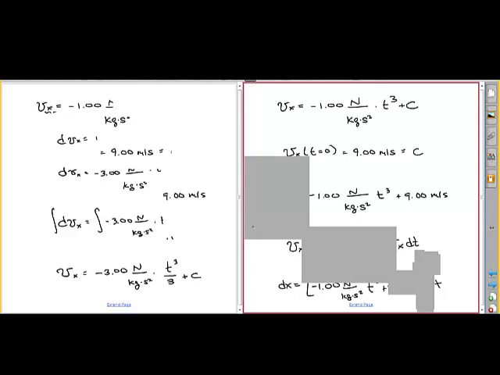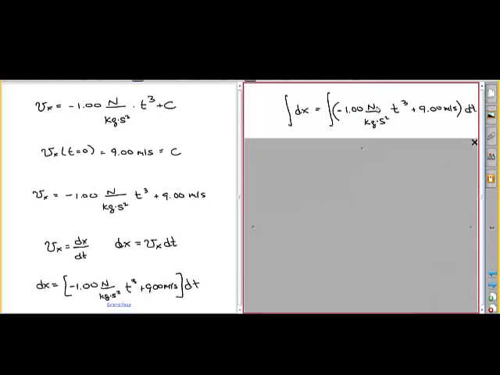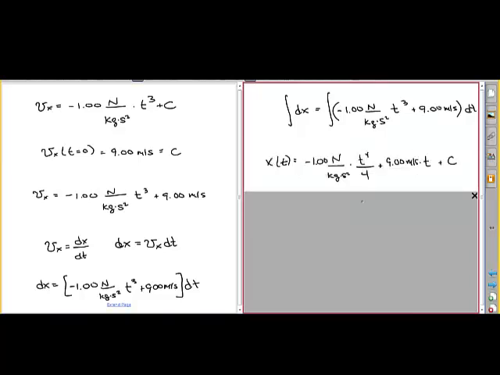The integral of dx is x. Here we have 2 terms, so you just integrate these separately. This is a constant, so we can take that outside of the integral sign. Integrate t cubed, which is t to the 4th over 4. The integral of just a constant times dt is that constant times t. And then we add our arbitrary constant again.